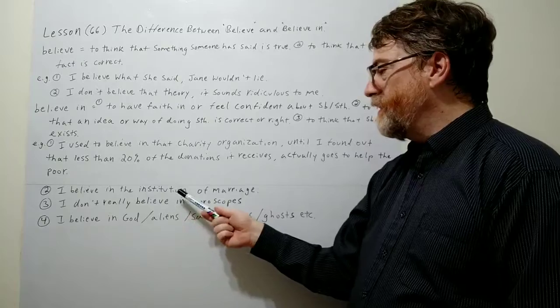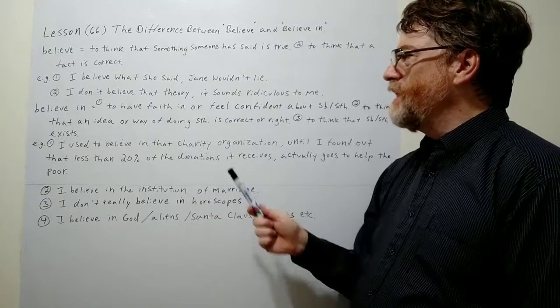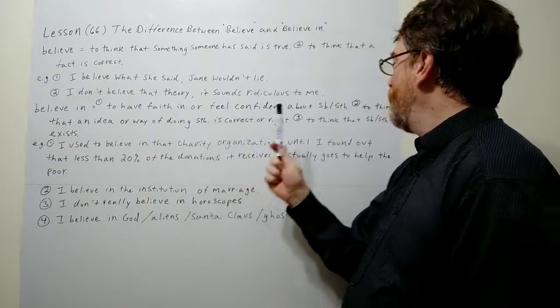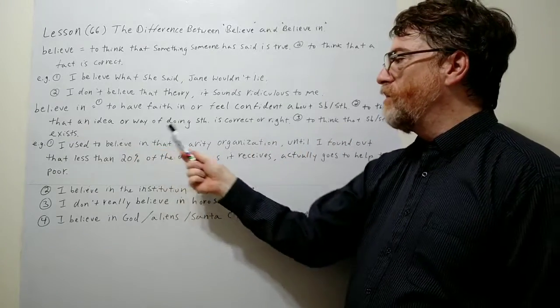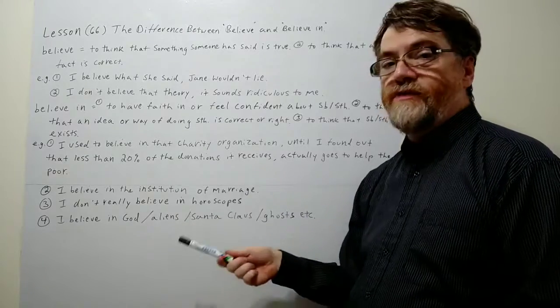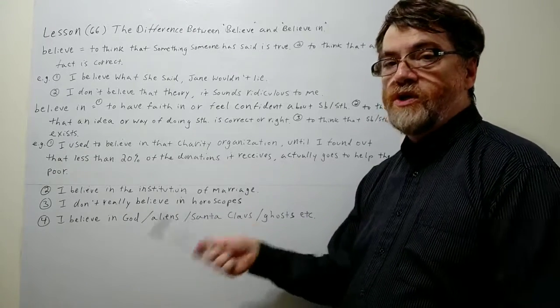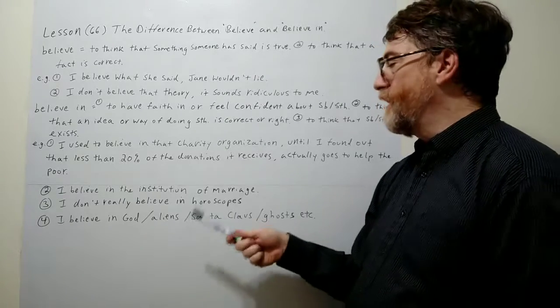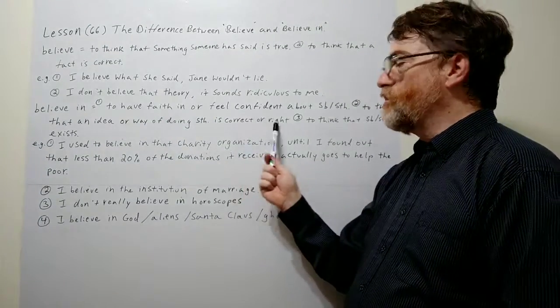Okay. Number two, all right, let's look at the second example. I believe in the institution of marriage. Yeah, that pretty much follows the second definition here for believe in, meaning to think that an idea or way of doing something is correct or right. Maybe you think marriage is a very good institution, that most people should do it. Maybe it's better for people, better for society, something like that. Then you would say that you think it is correct or right.